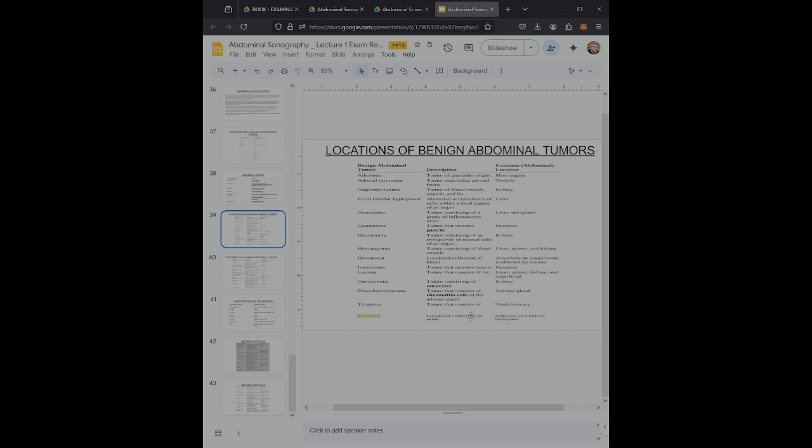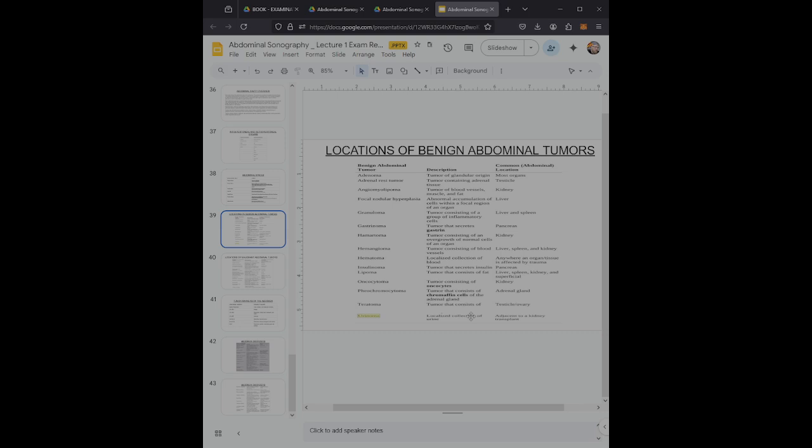Hematomas are localized collections of blood, and so it's important to differentiate the two. The hemangioma is a tumor of blood vessels, and the hematoma is a localized collection of blood. These localized collections of blood are seen anywhere an organ or tissue is affected by trauma.